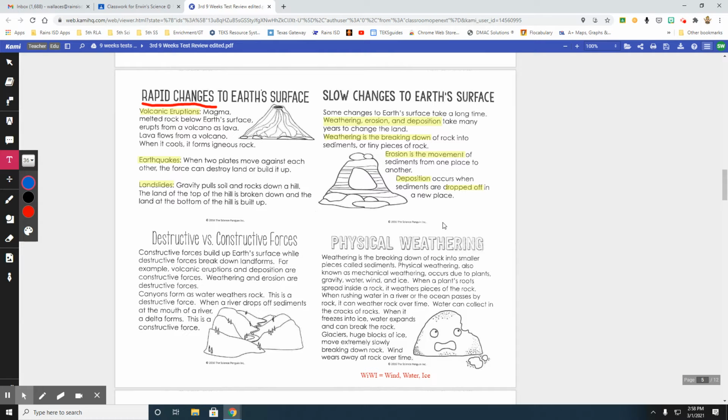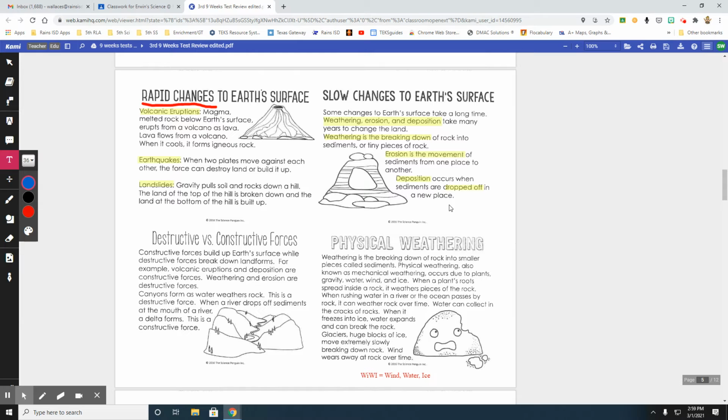Okay. What we really want to focus on is the slow changes. The slow changes are going to be your weathering, your erosion, and your deposition. Things that take a very long time to change the surface of the earth. We know from our study that weathering is the breakdown. And if you're in my class, you learn your little dance moves to go along with this. We're breaking down rock or larger pieces of sediment into smaller pieces of sediment.